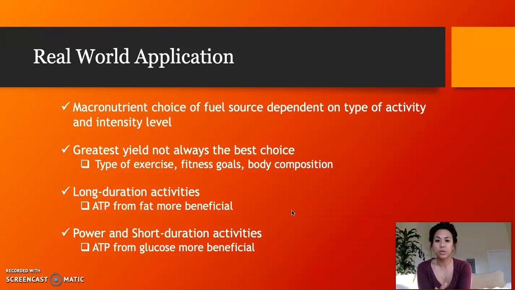Macronutrient choice of fuel source is really dependent on what you're doing, what the activity performed is, and the intensity level of that activity. So if we take into consideration glucose and fats, one might think, well, fat produces the most ATP. Why would I not always use that? Again, we have to consider the type of exercise, our fitness goals, and body composition as well. But to tie it up in a nice bow, for long duration activities, ATP from fat is more beneficial and powerful. For short duration, immediate energy activities, ATP from glucose is typically more beneficial.